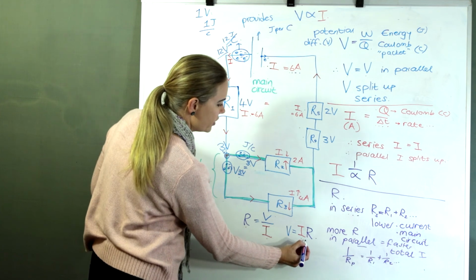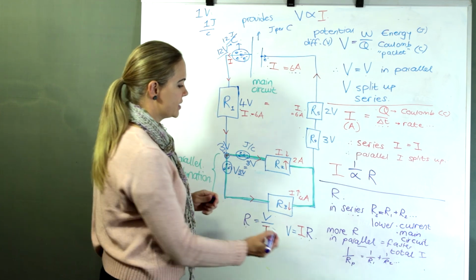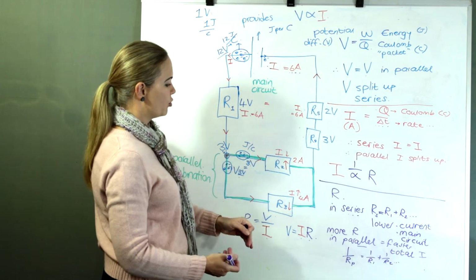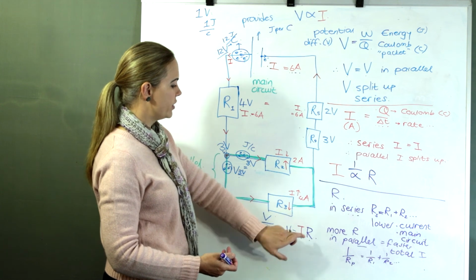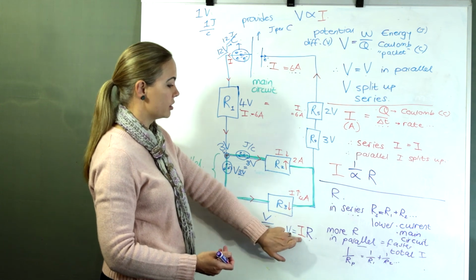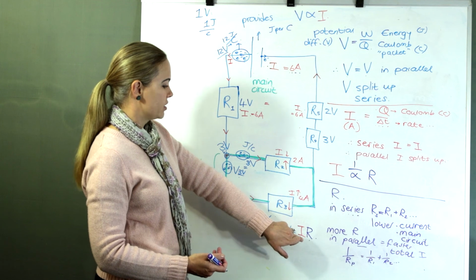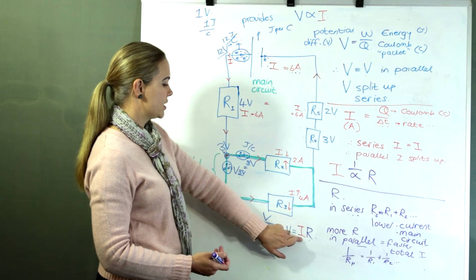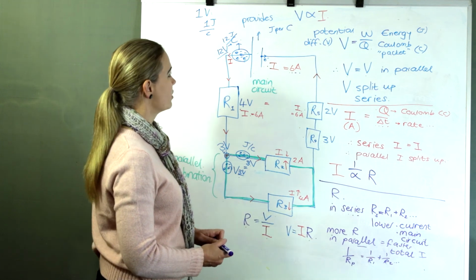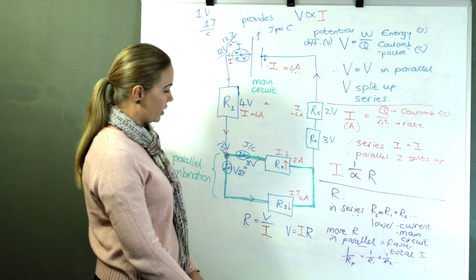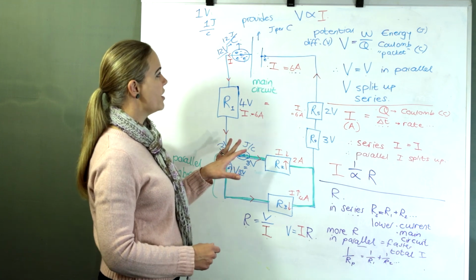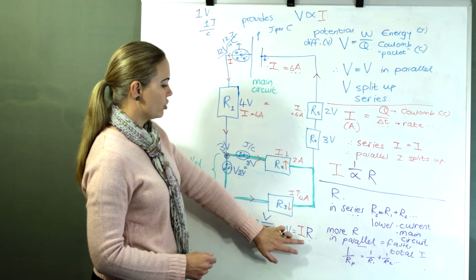And then also here you can see that the current and the resistance are inversely proportional to each other. So the higher the resistance, the total resistance, the lower the current will be. And the lower the total resistance, the higher the current will be. All right, so in a nutshell, that is what is meant by V, I, and R.